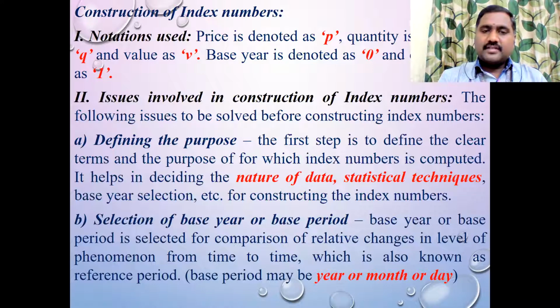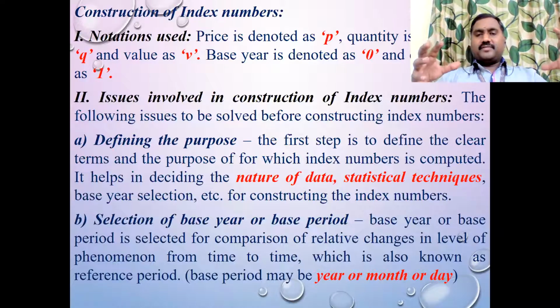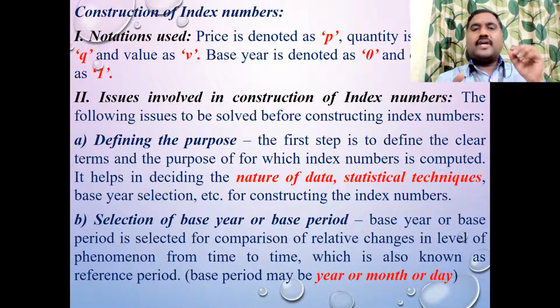The second important thing is you have to select a proper base year or base period. Don't think that all the years given in the problem are base years. If you see the difference between the base year and current year, there will definitely be a huge change, like a 5 to 6 years gap or 3 years gap, most probably more than 5 years. The base year can be a year or a month or a period. It depends upon the problem.